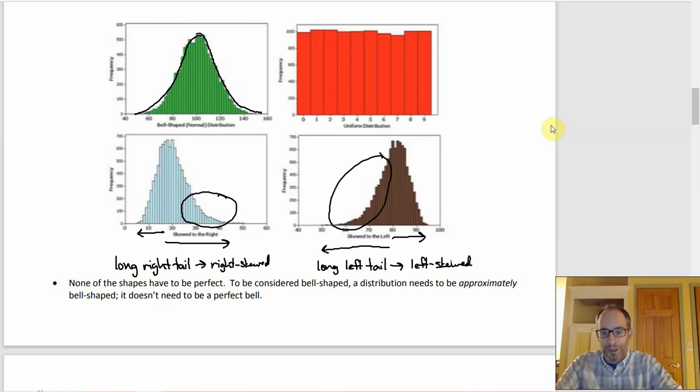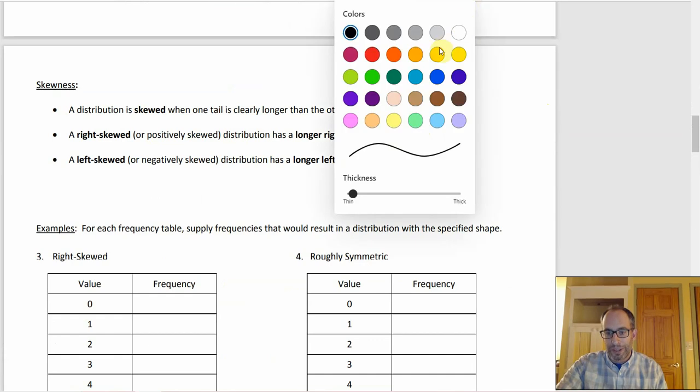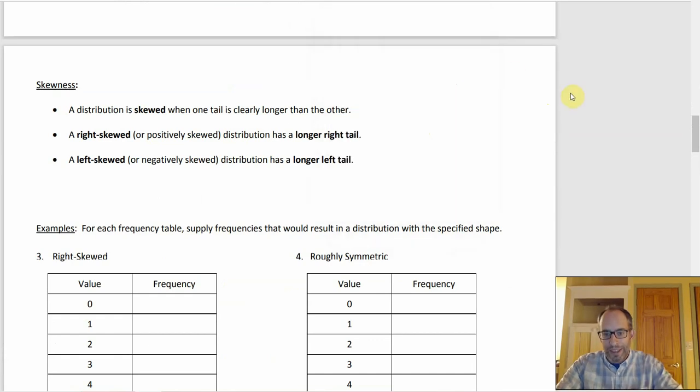Even the uniform, the red one, right? That's not perfectly flat across the top. That's all right. It's almost that, right? So it's almost a perfect uniform shape. You would still call that symmetric. All right, next. This skewness thing just goes along with what was up above it. So right skewed, long right tail, left skewed, long left tail, right? That's the key right there. That's the thing I think you really need to remember for skewness. It's just the type of skewness goes with the long tail.